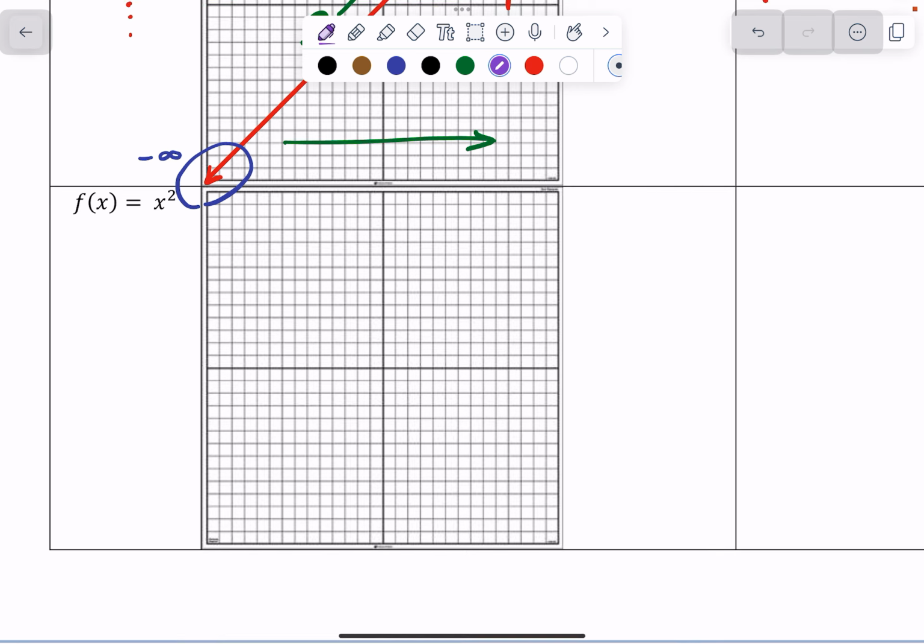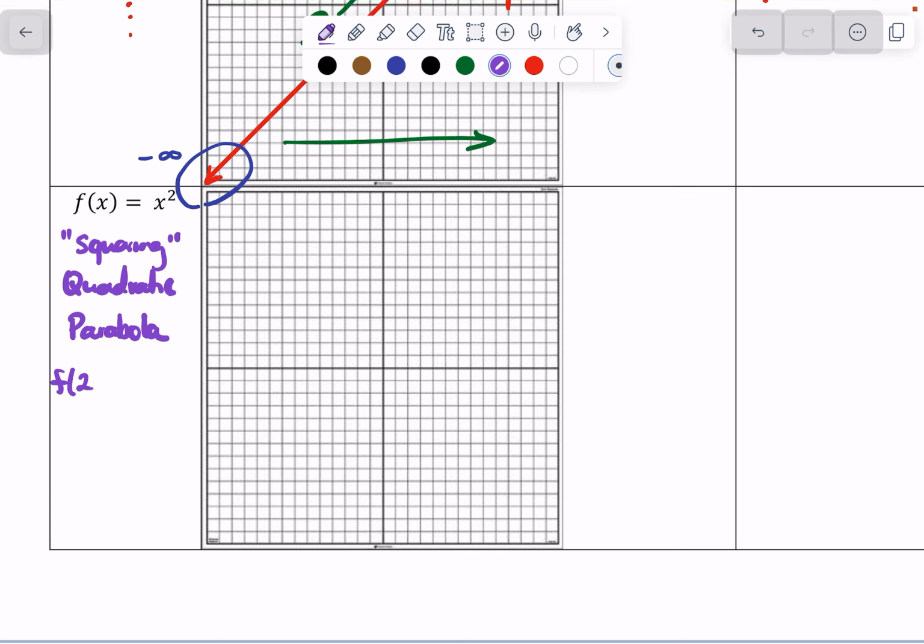X squared. You can call it the squaring function. You can call this a quadratic. You can call this a parabola. These are all just different words for it. And what's nice about this function is all of its outputs are positive, no matter what you plug in, and you just square the number.